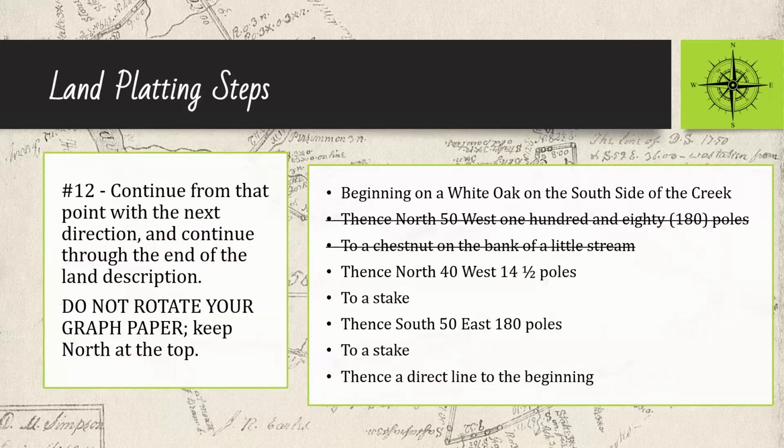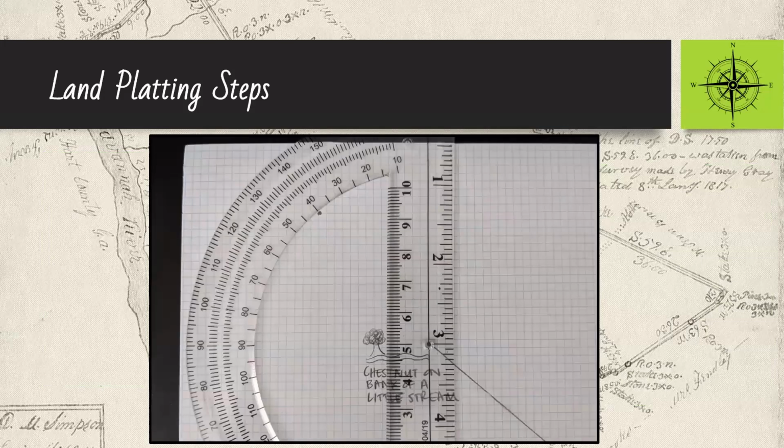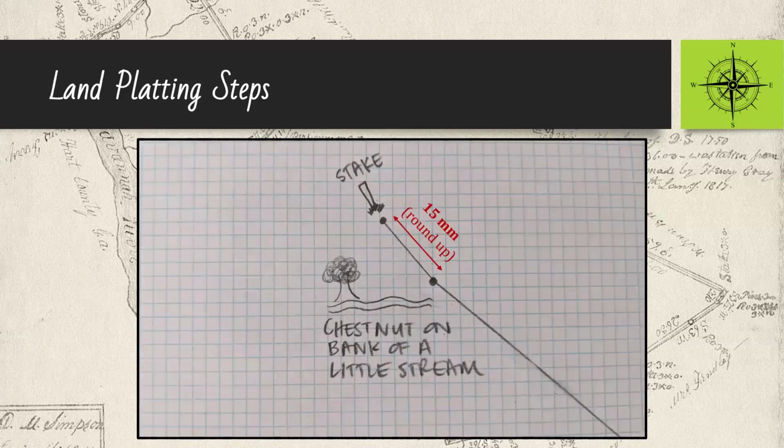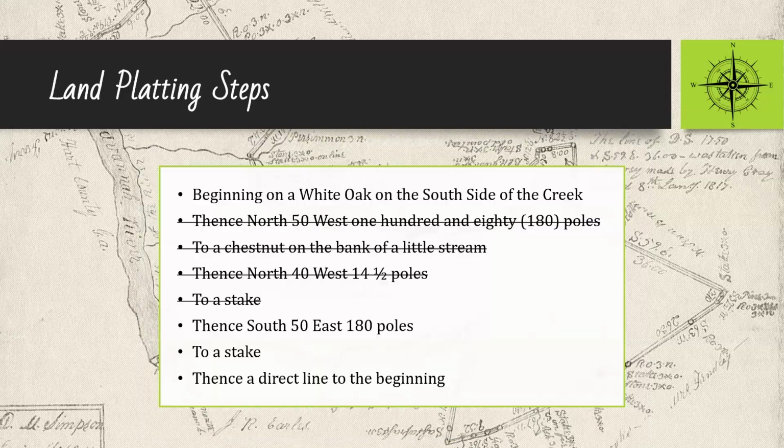So for us next, we need to do our north 40 degrees west, 14.5 poles. So from that dot, we're going to go up. There's our dot. And here's our 40 degrees. We're still going northwest, north 40 degrees west. And for this one, we need to draw 15 millimeters. I rounded up. Very small line there. So again, don't connect your dots. And that description just said to a stake. So there's my stick stuck in the grass.